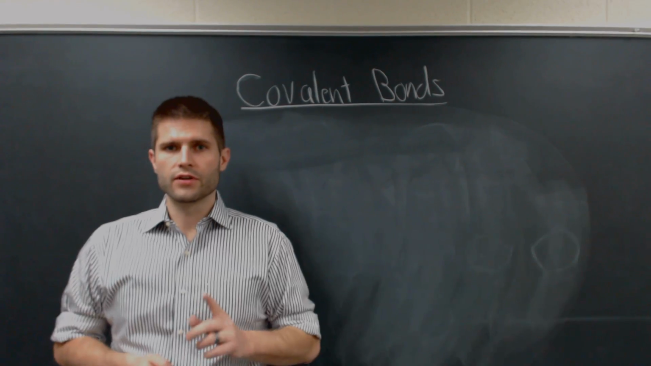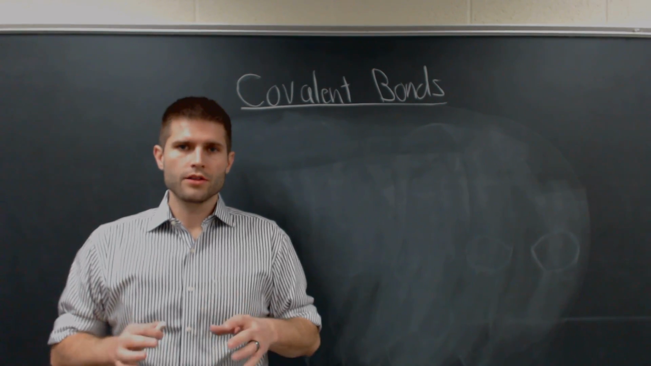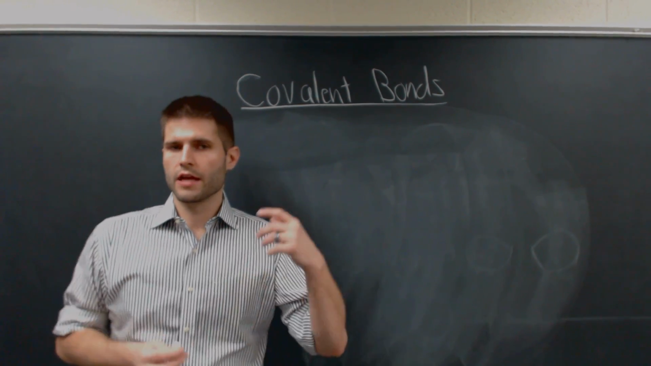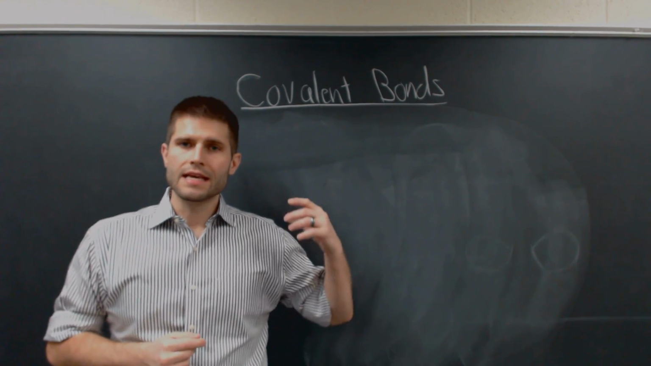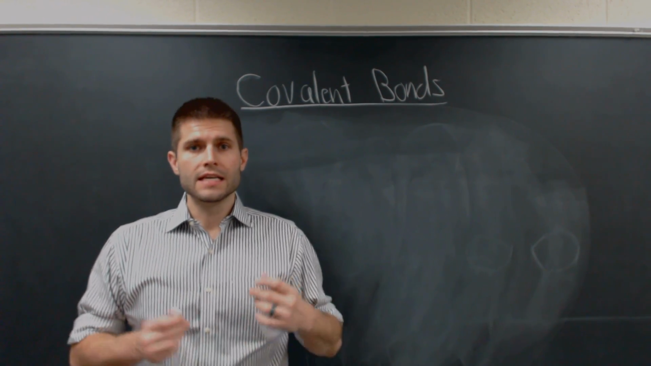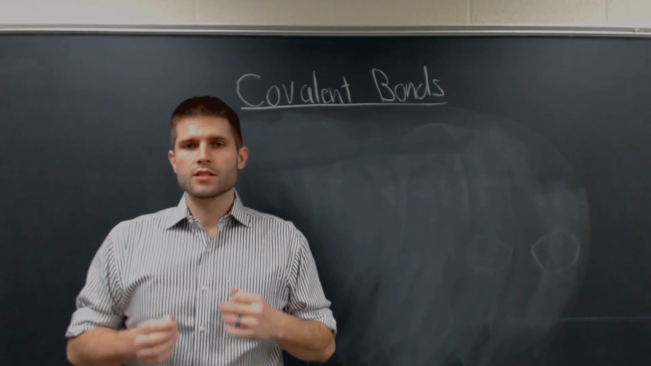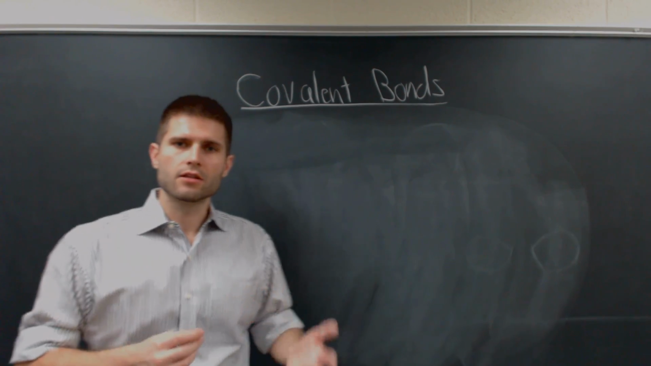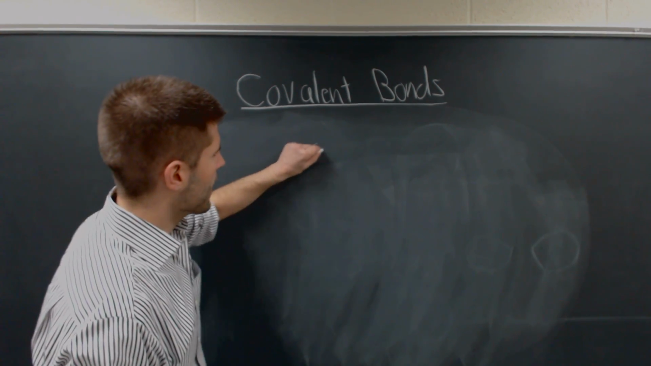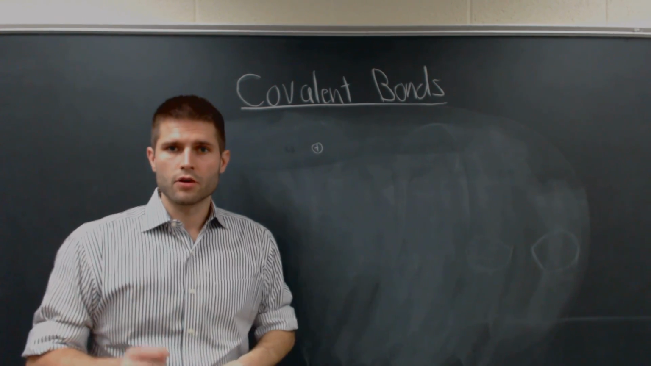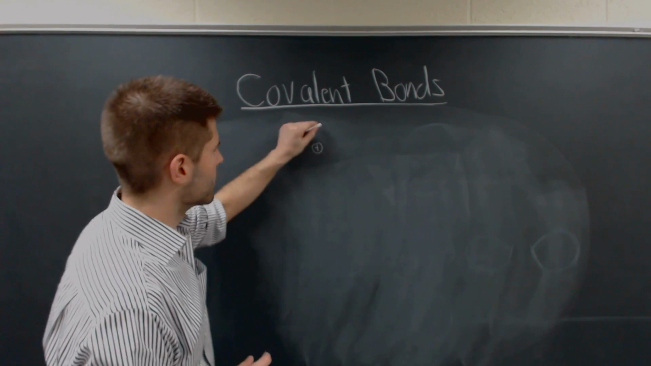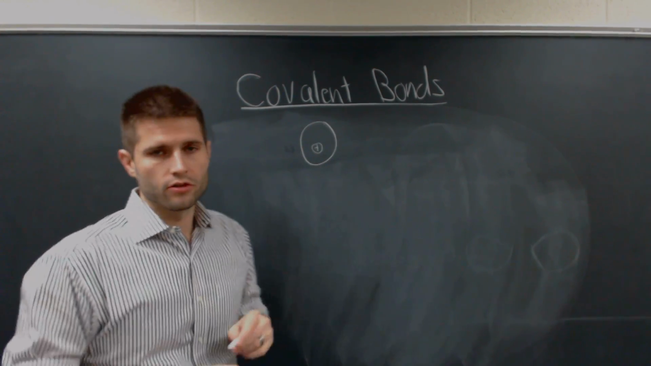Covalent bonds are a different type of bonding. Unlike where one element gives up an electron and one element gains an electron, in a covalent bond both elements will share all of the electrons. So let's take a look at a simple example. Let's take a look at hydrogen. We know that hydrogen has a single proton and a single electron. So I'm going to draw hydrogen looking like this.